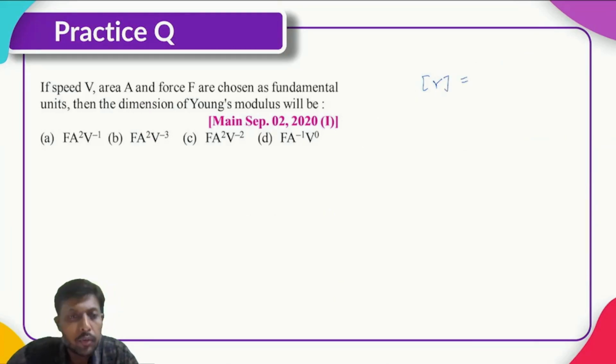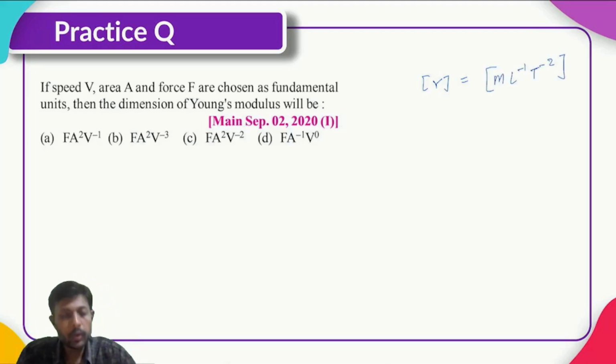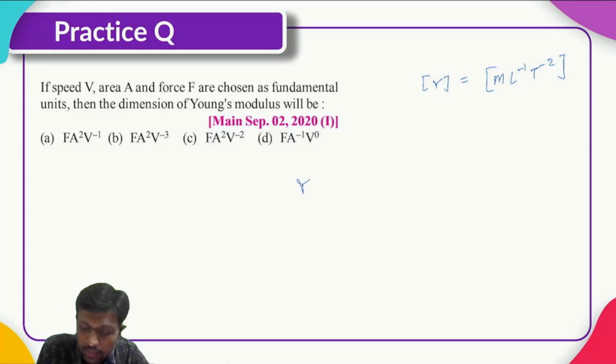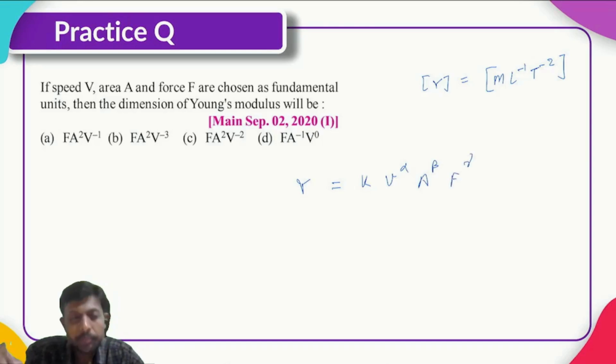What was the dimensional formula for Young's modulus? It was ML^-1T^-2. It's somehow related to V, that is the speed, area, and force. So let me say that Young's modulus is equal to k times V to the power alpha, area to the power beta, and force to the power gamma. If I can find the values of alpha, beta, and gamma, I'm sorted, isn't it? This is how Young's modulus is related to these three quantities.